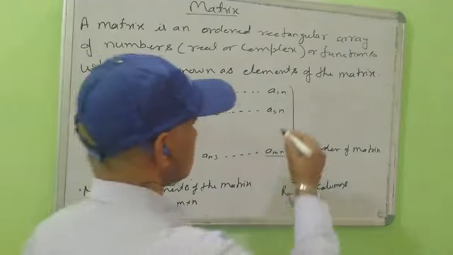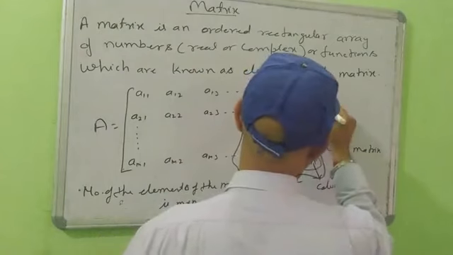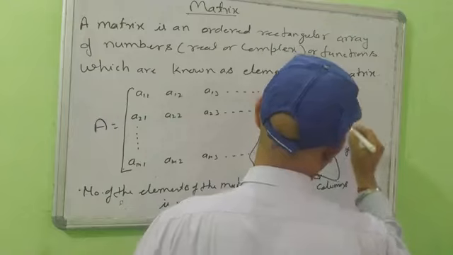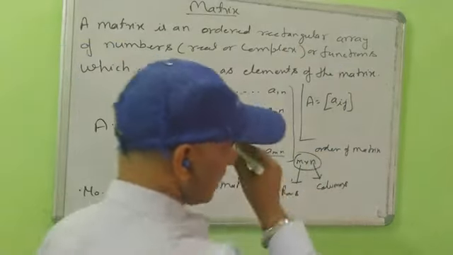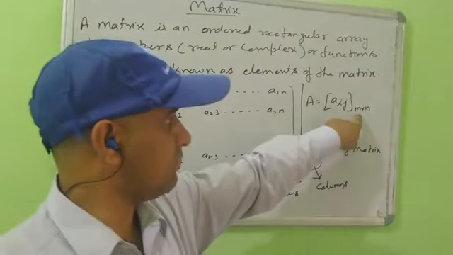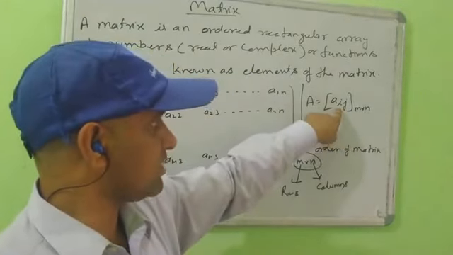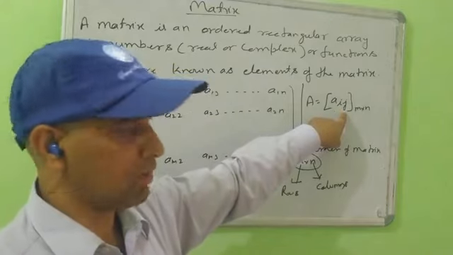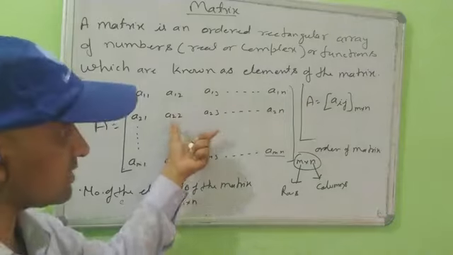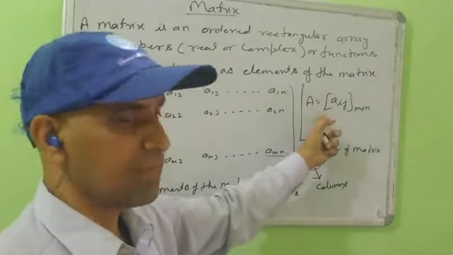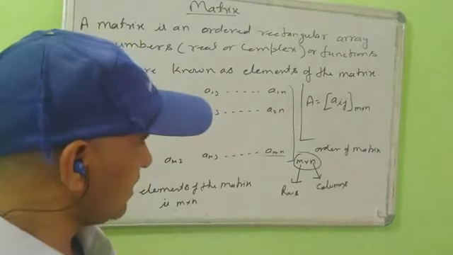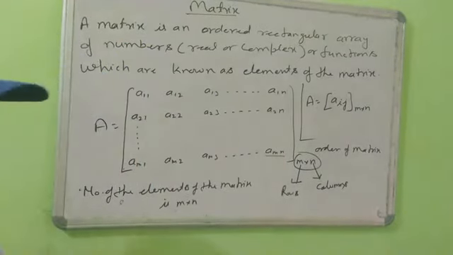Then the short form of the matrix. We write a subscript i j. Suppose you are writing an m into n order matrix, this represents the m into n order, where i represents your row and j represents your column. This is the short form of the matrix, and this one is the large form. Both are the same. Yes, note it down. Then we will discuss the next point.